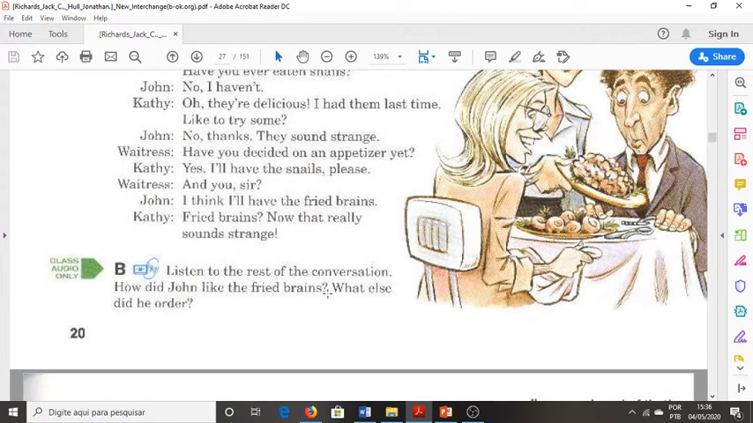Then the rest of the conversation does not have a script, so students have to listen. The rest of the conversation is a listening activity, okay?